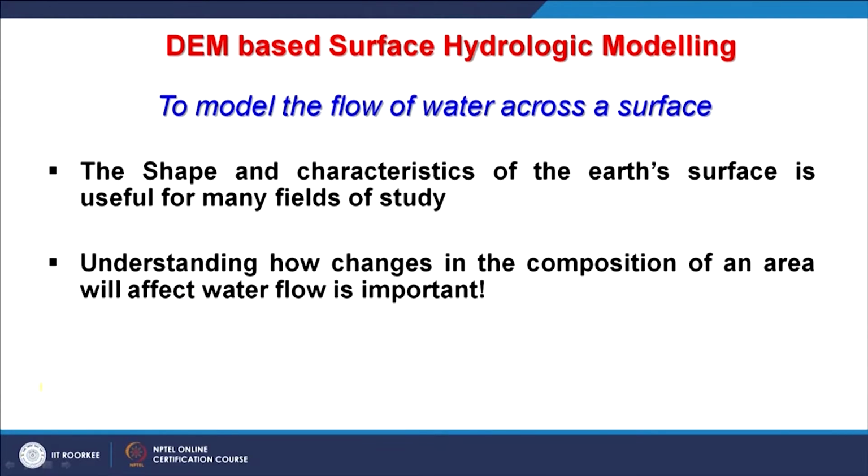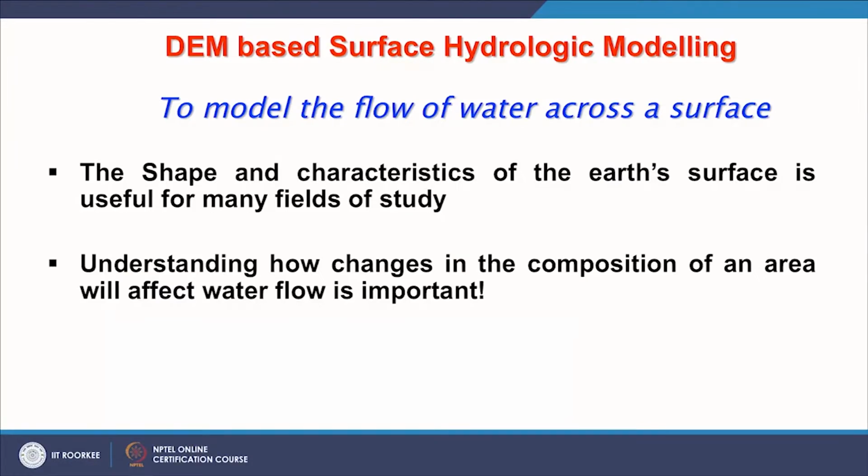And this understanding about the surface characteristics will also allow us to see how changes in the composition of an area are taking place or will take place in future, and how water, when it flows over the surface, creates different features or boundaries like the watershed boundary, which is of course a topographic boundary as well. But water flow plays a very important role. The drainage network is also developed because of water flow on the surface.